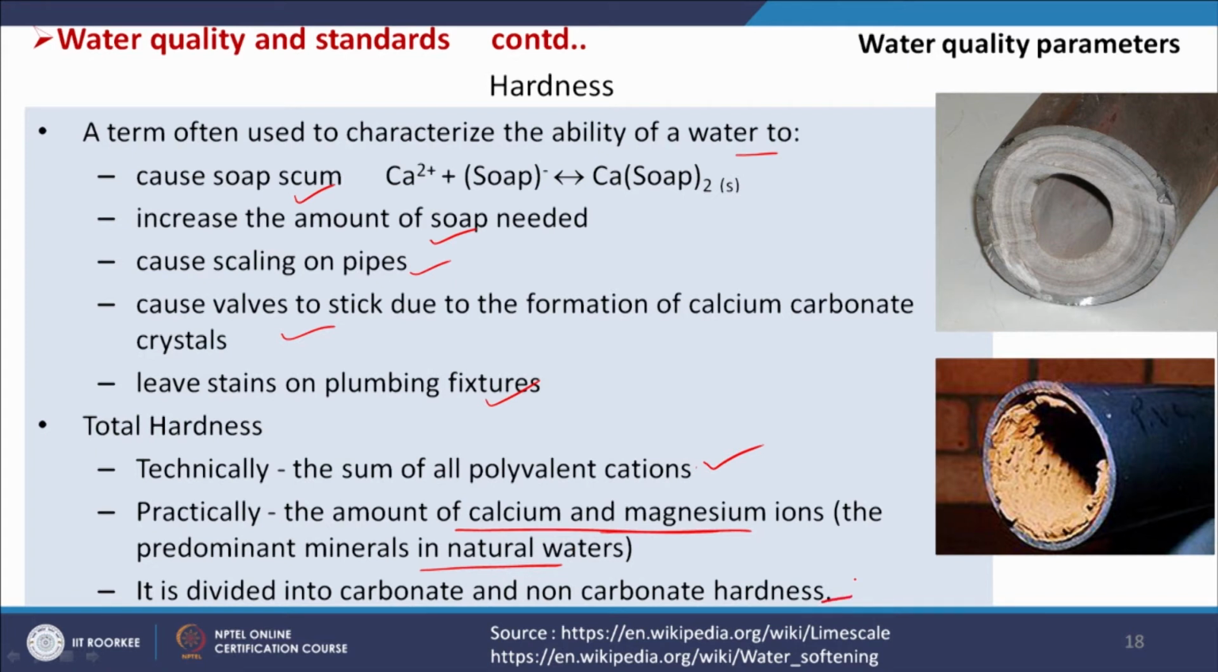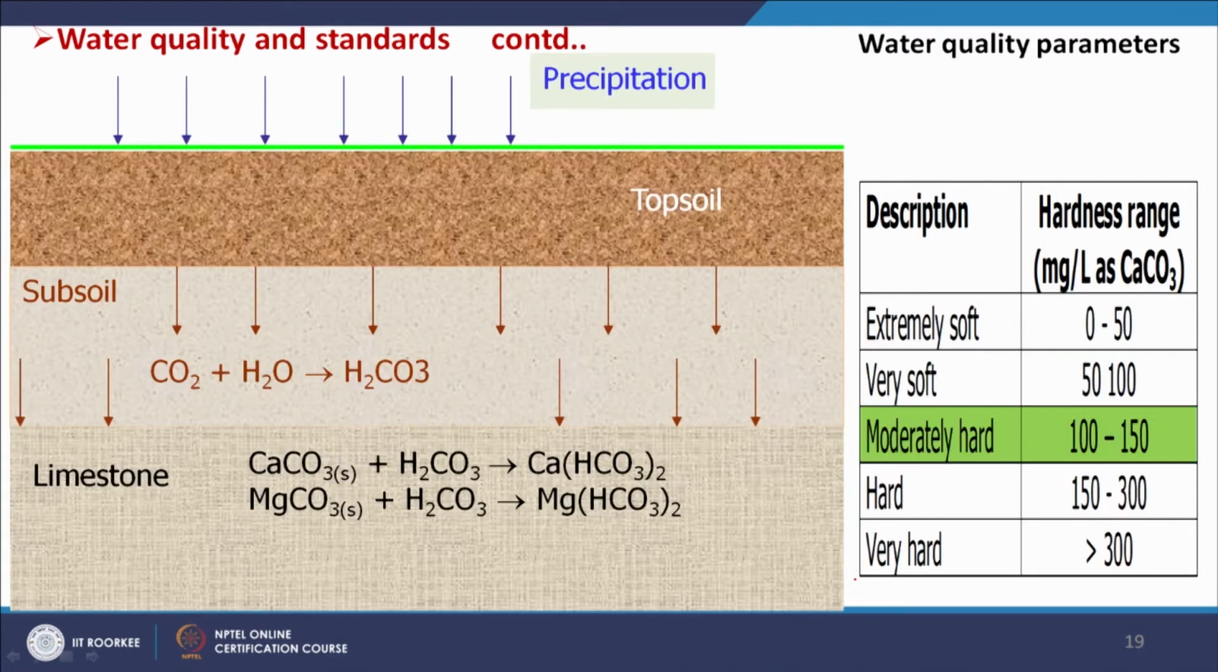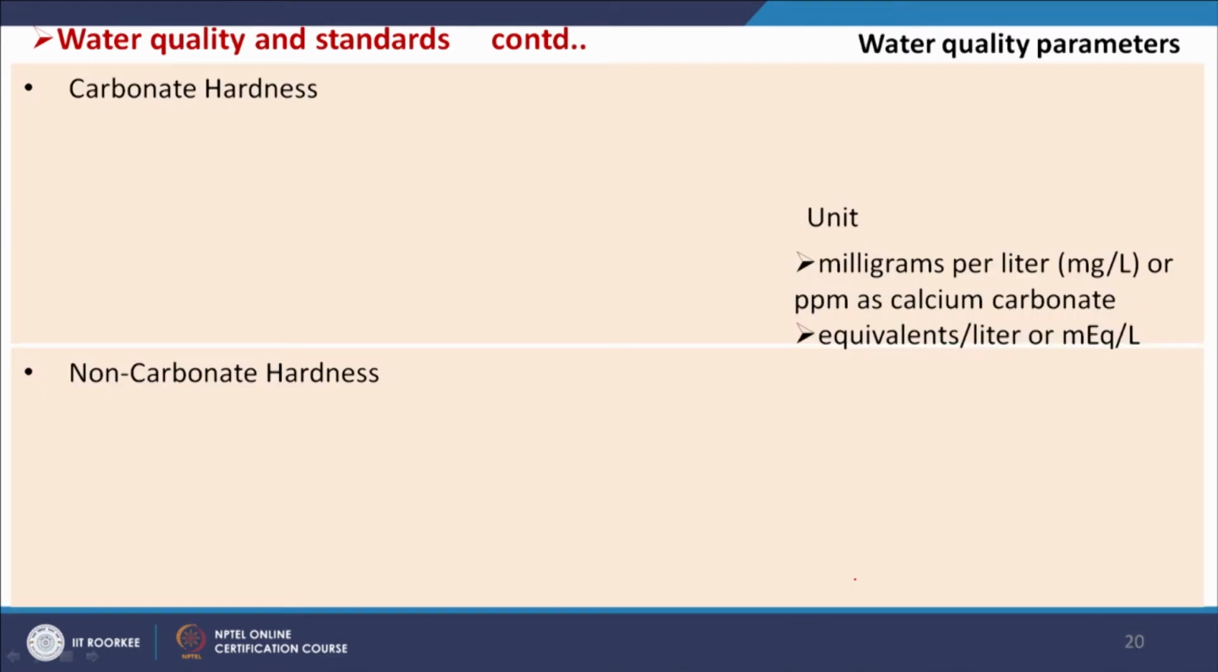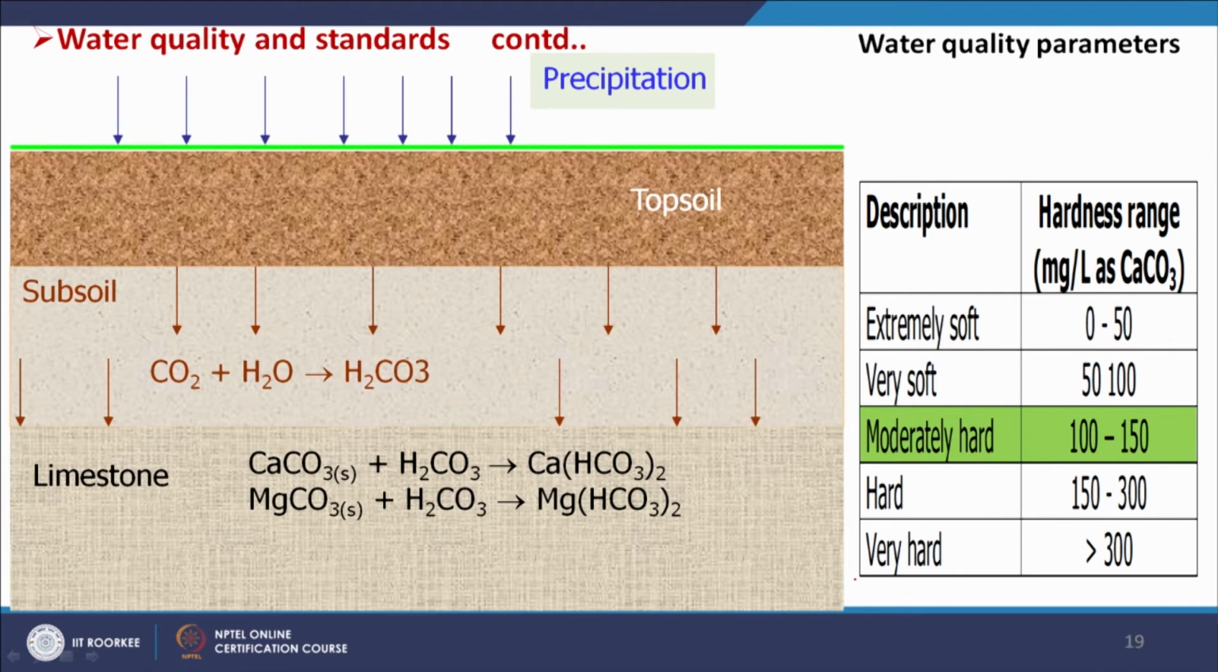So, this hardness may be carbonate hardness or non-carbonate hardness. If the hardness range is 0 to 50, then it is extremely soft; 50 to 100, very soft; 100 to 150, moderately hard; 150 to 300, hard; and if it is greater than 300, then it is very hard. So, this is the hardness range of water, and this is a value we should know.